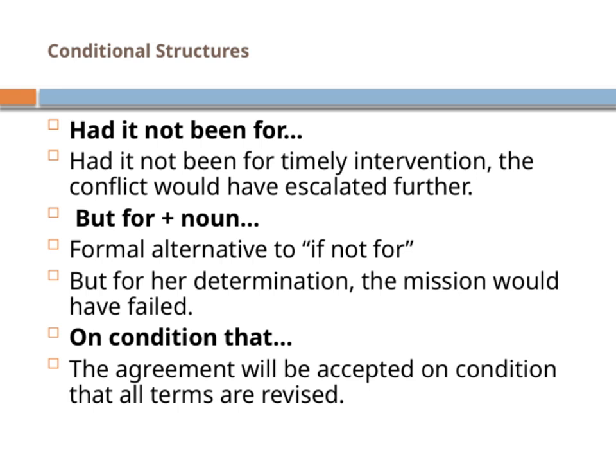Next, we have the phrase, but for, which is a more formal alternative to, if not for. It's often used in more serious or formal contexts. For instance, but for her determination, the mission would have failed. This shows that her determination was the key factor that prevented failure.